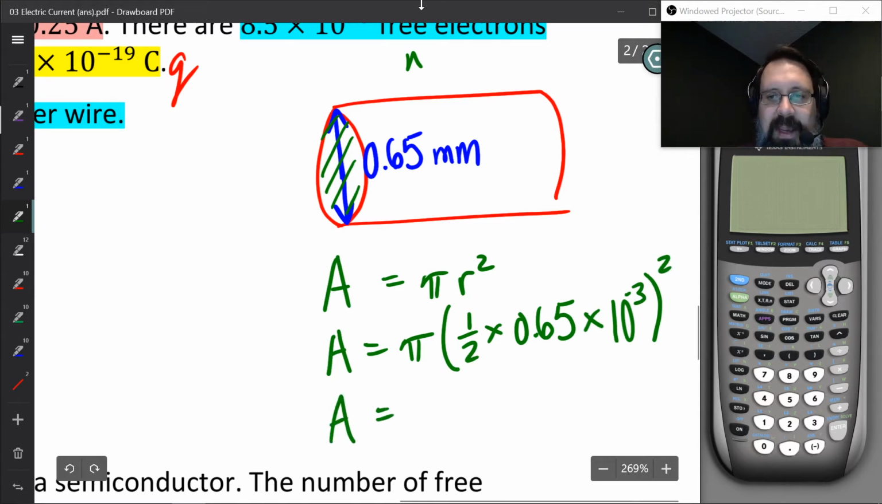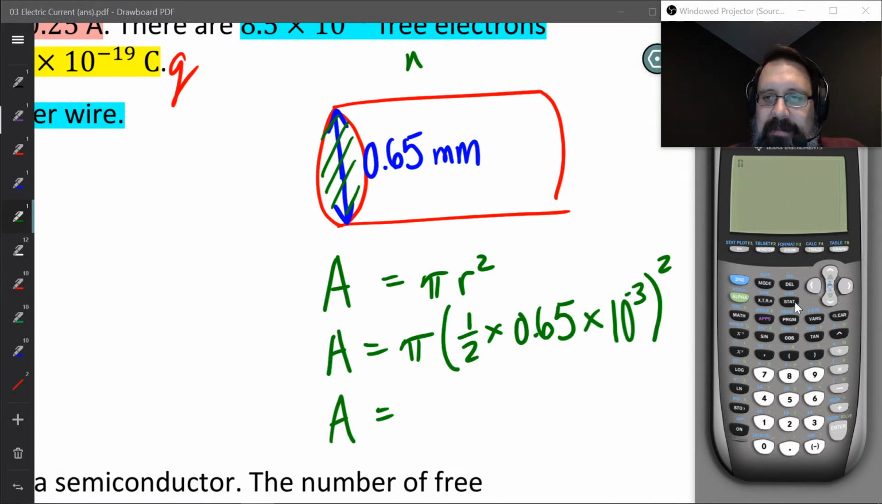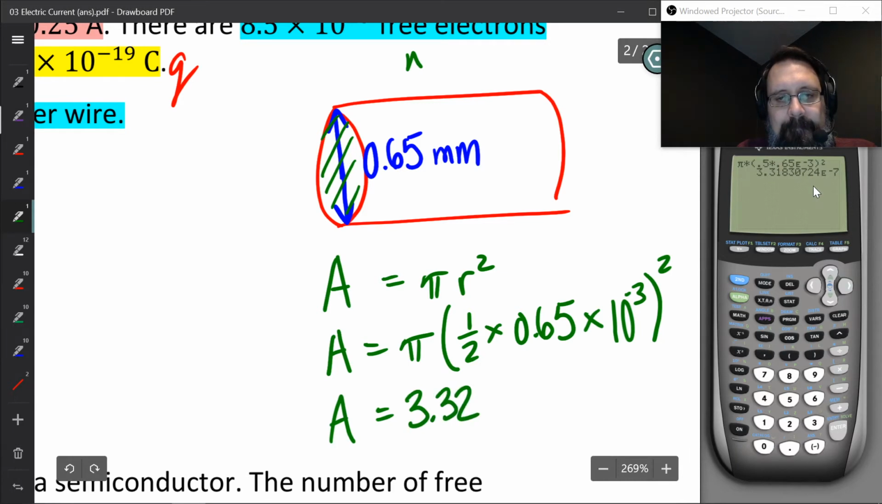And so now this will give us the cross-sectional area of the wire, which is what this is called. So I'm going to take pi times, I need a parentheses, 0.5 times 0.65 times 10 to the negative 3, and then I need to take this whole thing and square it. And so the area is 3.32 times 10 to the negative 7, and this is going to be square meters.